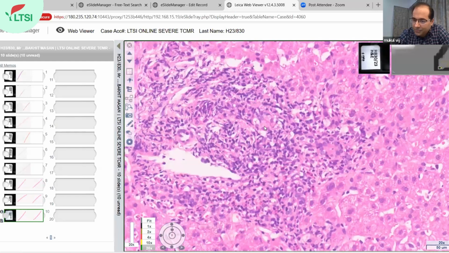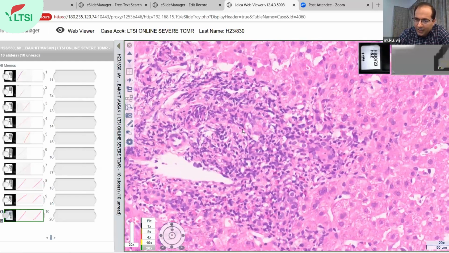Actually it is very difficult to identify. When there is so much inflammation, the bile ducts will be overrun by the inflammatory cells. But this is a very distorted and injured bile duct here. This is also a bile duct. You can also see some probably polymorphs here. So you can see some polymorphs also in a severe rejection.